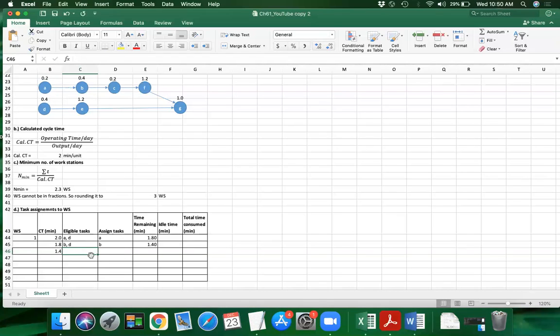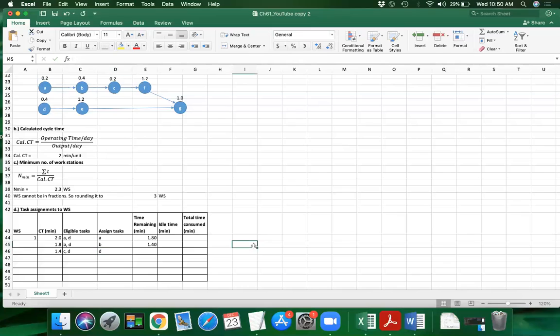So we are going to say C, comma D. Let's count the number of followers. Now C has 2 followers and D also has 2 followers. So there is a tie. In case of a tie, the next rule says to try to assign that task which has higher processing time needs. So D takes 0.4 minutes, which is more than 0.2 minutes. So we are going to assign D here.